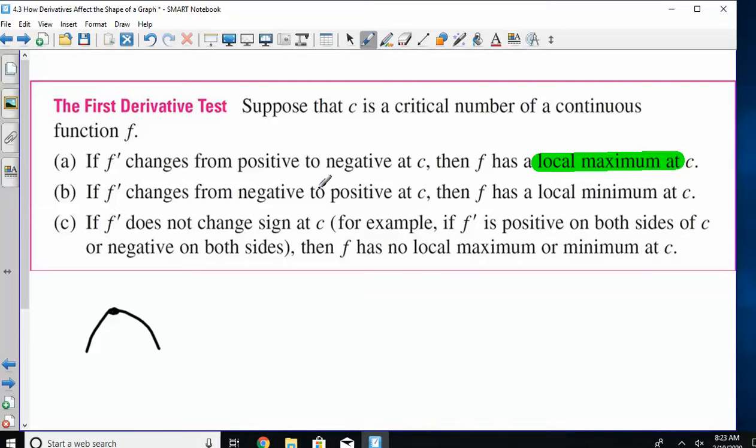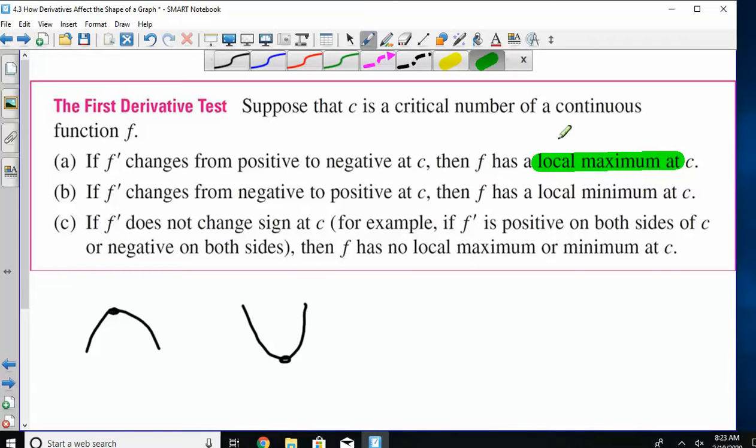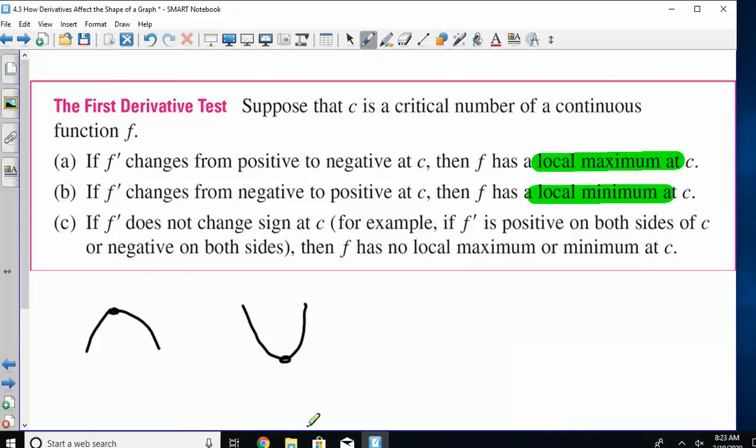If your graph switches from negative to positive, so you were decreasing and then you switched to increasing, what do you have? A local min.